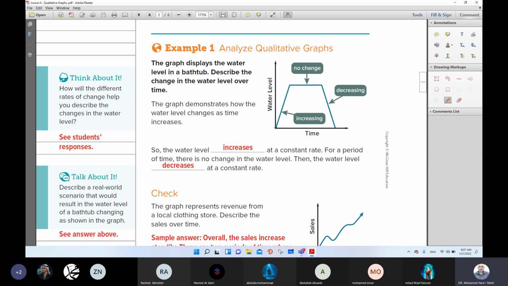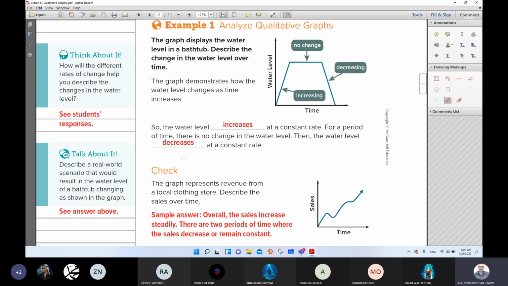As you see here, from the origin to this point, we have increasing. From this point, we have no change. And from this point, we have decreasing. So the water level increases at a constant rate for a period of time. There is no change in water level. Then the water level decreases at a constant rate.